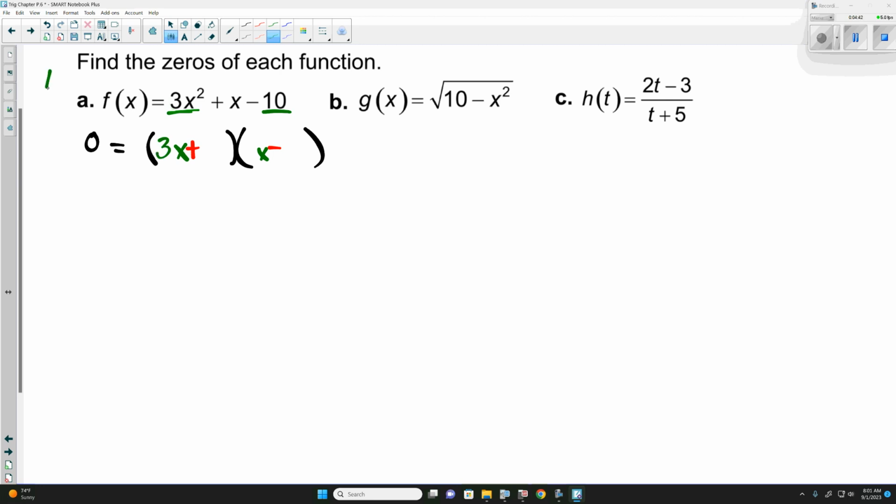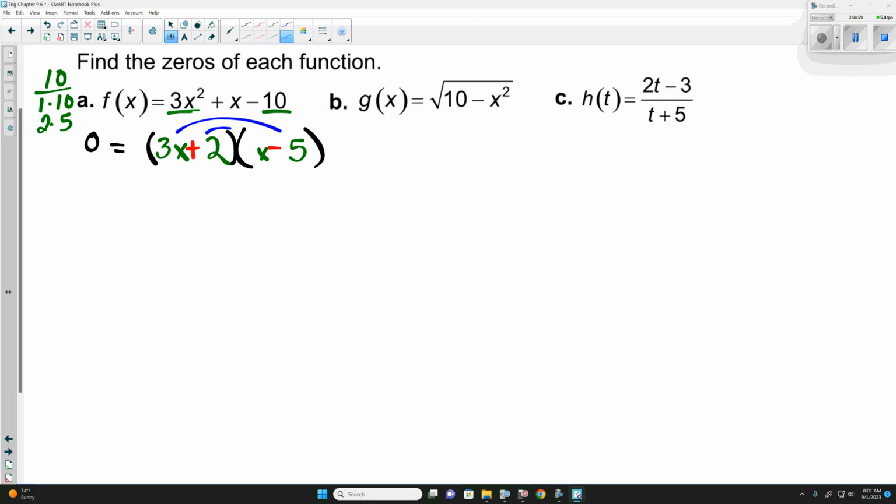Now, the factors of 10, there's more than one. We have 1 and 10, or 2 and 5. Which one do we want to try first? Which one goes first? Okay. 5 is second.